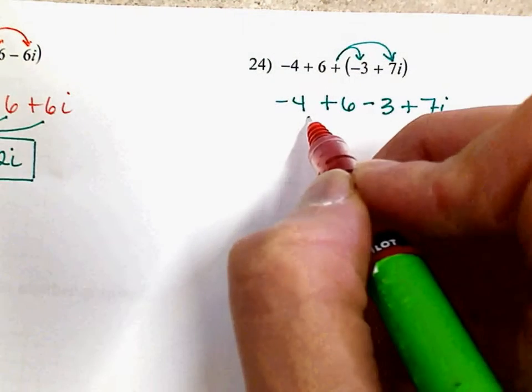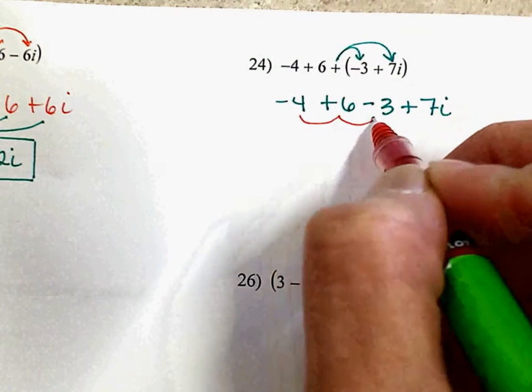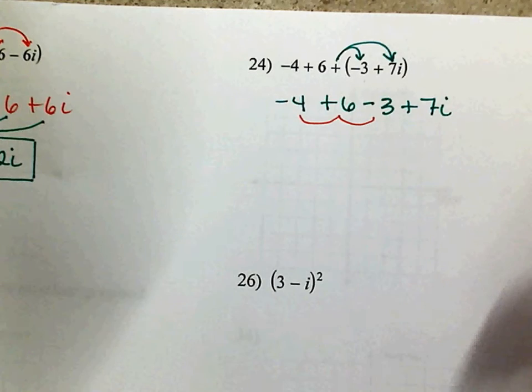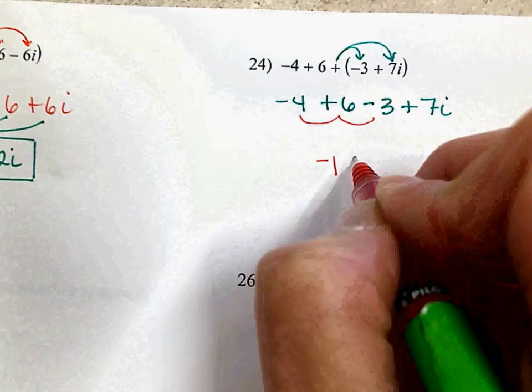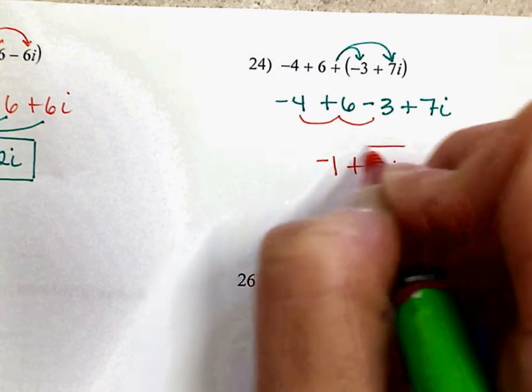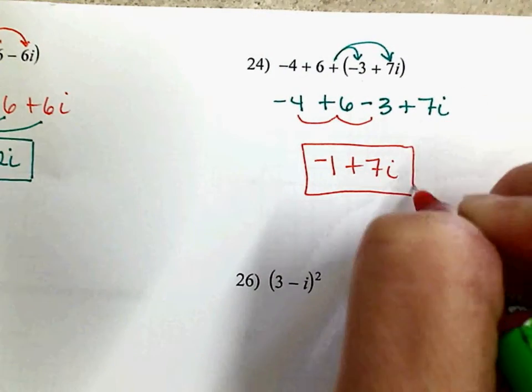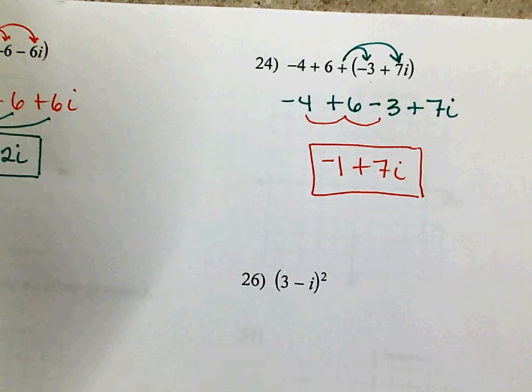Very good. Negative 4 plus 6 minus 3. What is that? Negative 1. And then what do you have? Plus 7i. Good. You guys are doing so good. Good job. Same term, okay? It's good? You're doing so good.